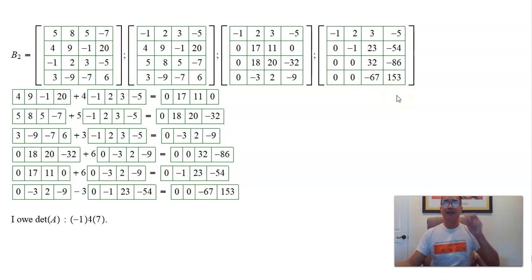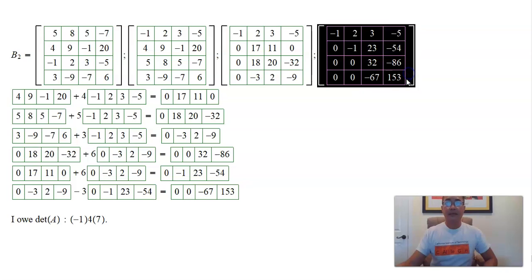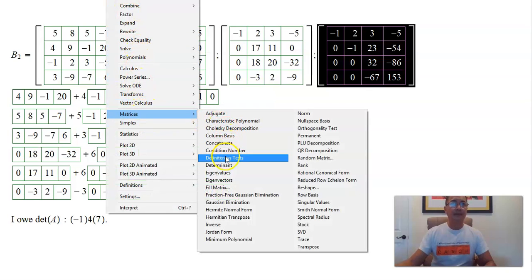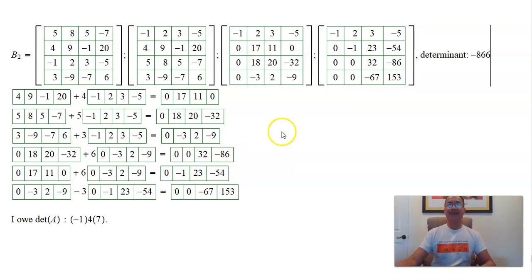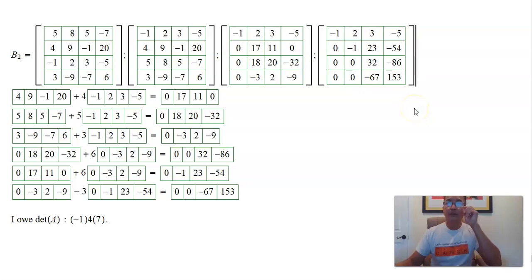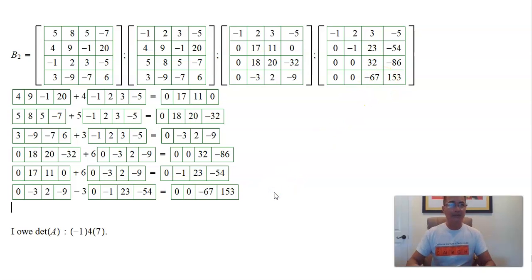Okay, so getting close, getting close. Let's check. Is the determinant, where are we? I believe -866, right? Compute matrices determinant. Yep, negative 866. So far so good. Okay, so we're close, except we have these ugly numbers. Yeah, you know what? Let's just bite the bullet. We have a computer to do the dirty work.